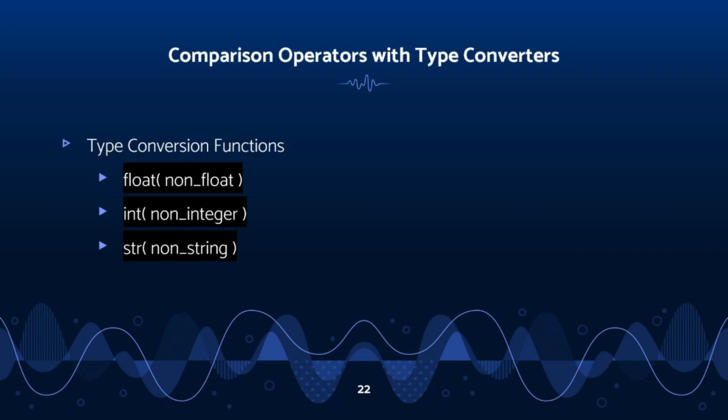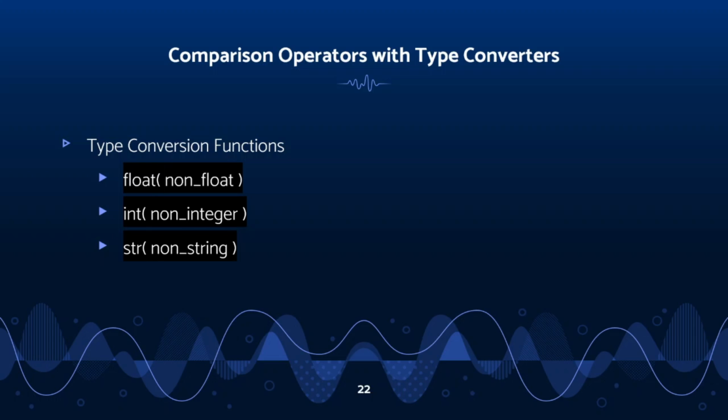In fact, there are some ways to convert between type string and numbers like type integer or type float. They are called type conversion functions. Adding float parentheses in front of non-float data would return the decimal version of the data. Adding int parentheses in front of non-integer data will return the integer version of the data. Lastly, adding str parentheses in front of non-string data will return the string version of the data.